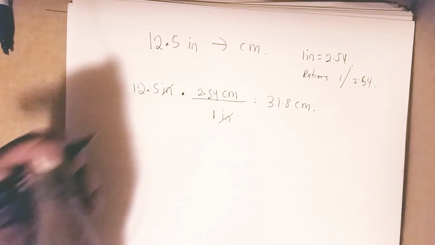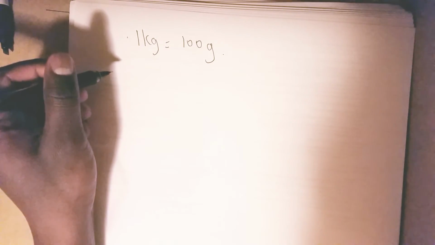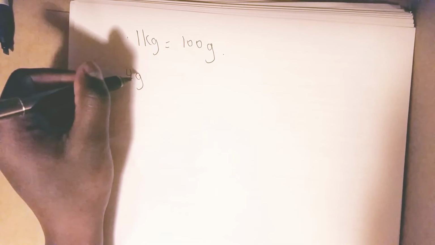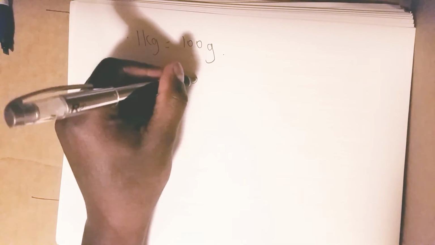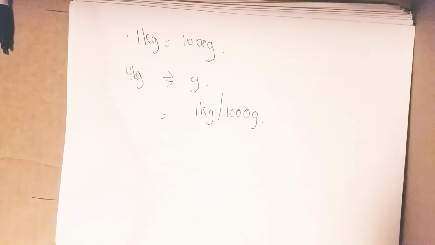So the reason why this works is, let's say you have a number like 1 kilogram is equal to 1,000 grams. Say you have 4 kilograms and you want to convert that to grams. We know the ratio: 1 kilogram is equal to 1,000 grams. We know that ratio.